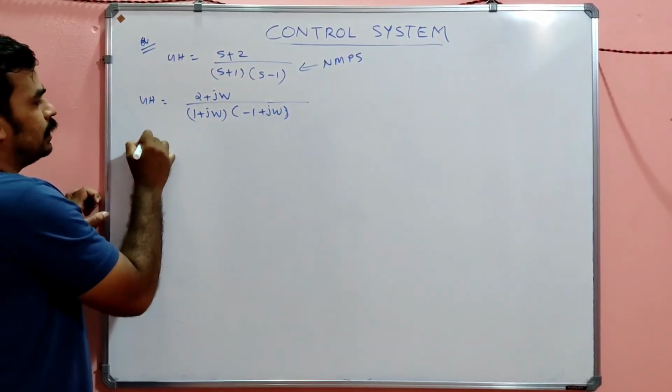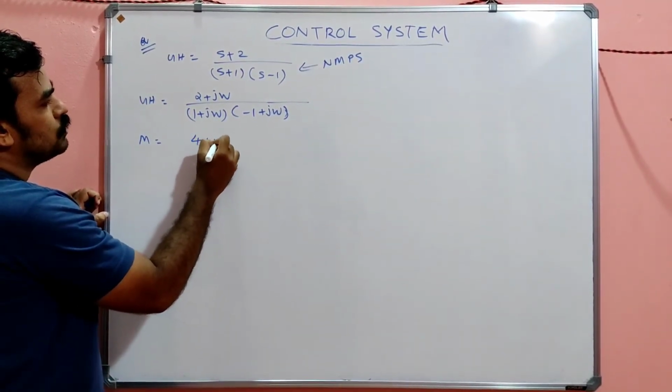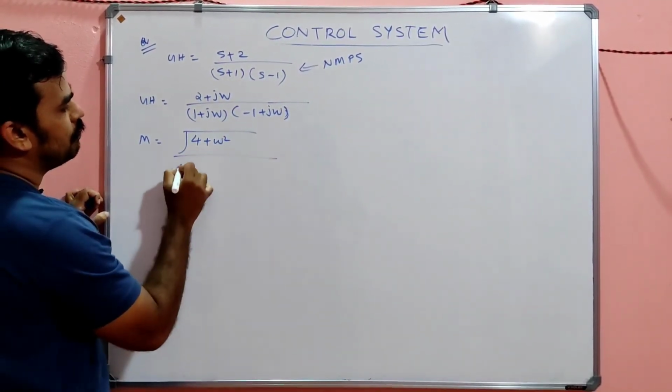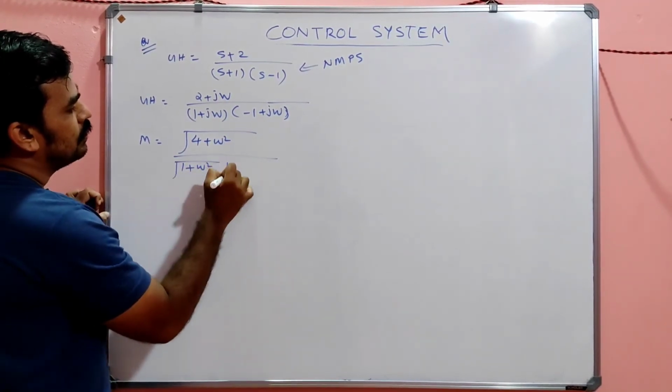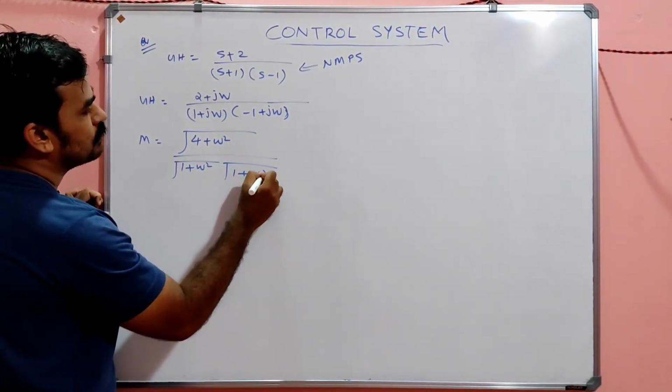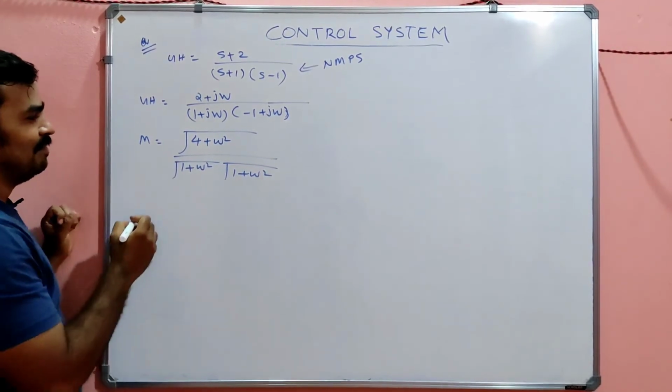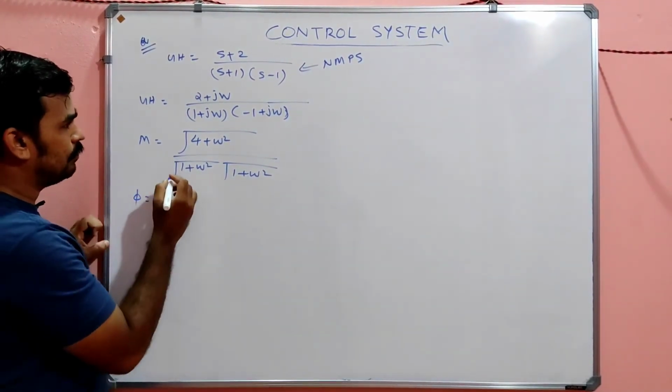So what will be the magnitude, my dears? 4 plus omega square whole divided by 1 plus omega square root of 1 plus omega square. Okay, 1 plus omega square. What will be the phase angle now?